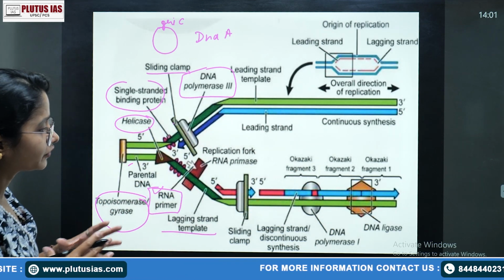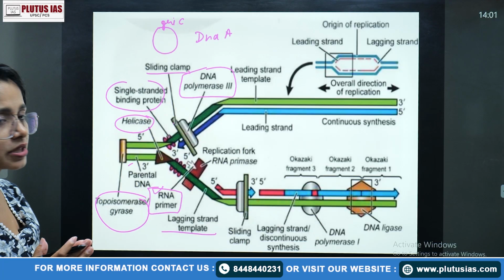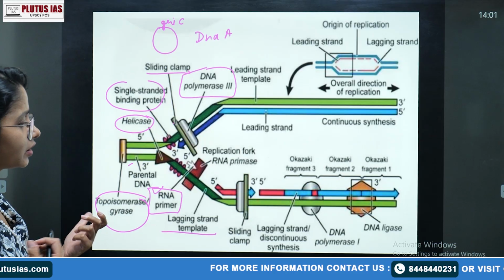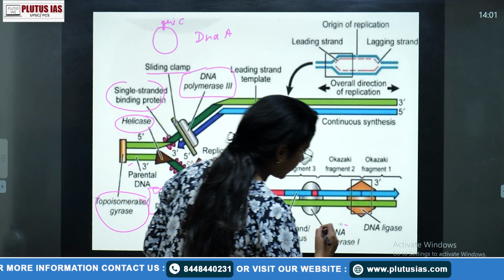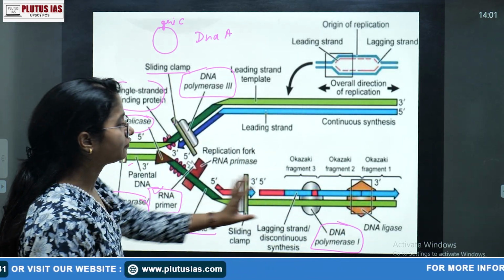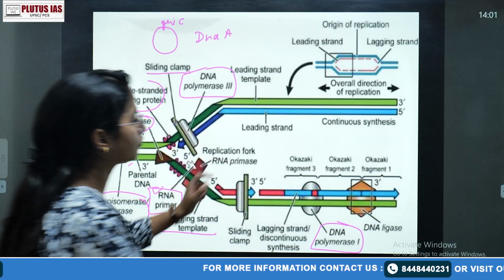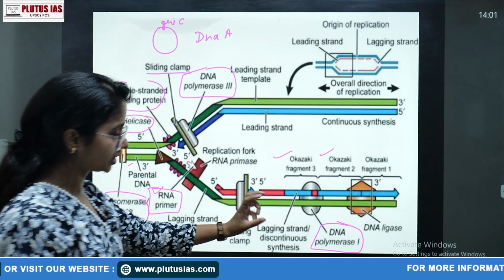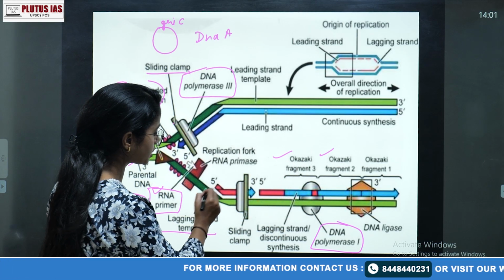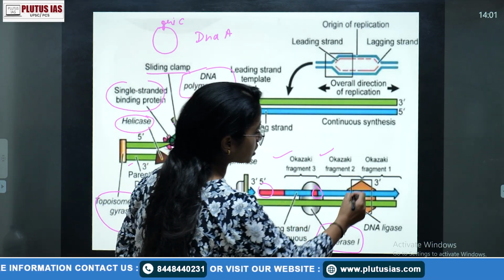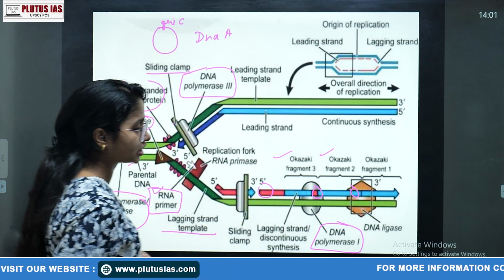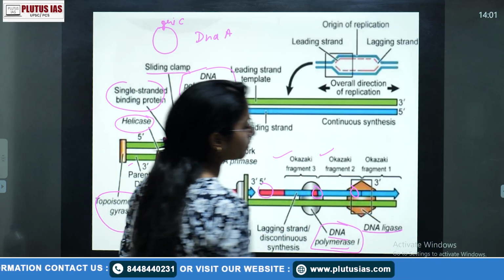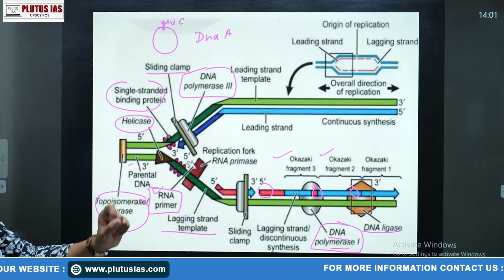The length of the Okazaki fragment is around 1000 to 1500 or 2000 nucleotides in prokaryotes, while it is smaller in eukaryotes. Then DNA polymerase comes after the complementary DNA strand is formed, and removes the RNA primers. When you remove the RNA primer, there is a gap between the Okazaki fragments that is filled by the DNA polymerase itself, and the joining of Okazaki fragments is done with the help of the DNA ligase.